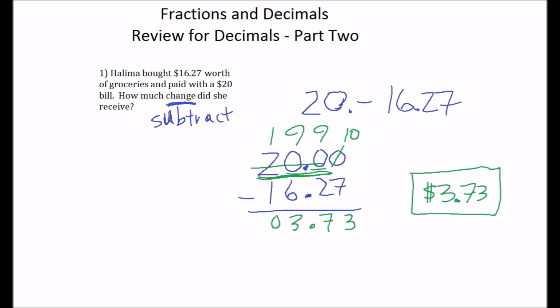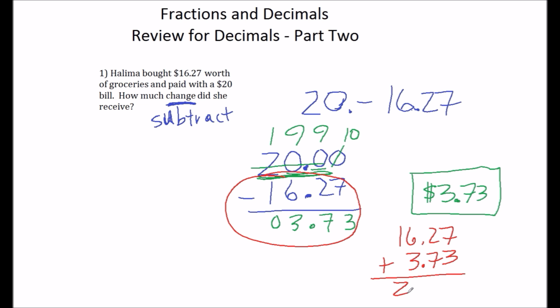Remember that if you want, you can check by adding. You can take these two numbers, 16.27 and 3.73, and add them together, and when you do that, you should come up with $20.00. I'm going to let you check that yourself, though.